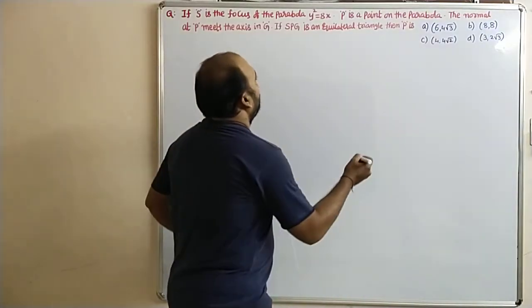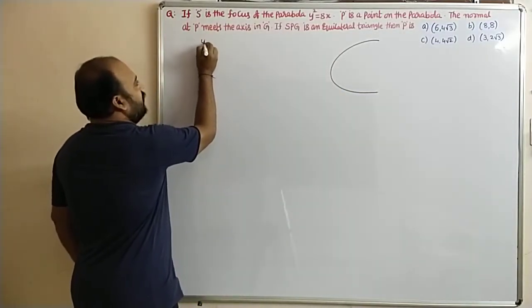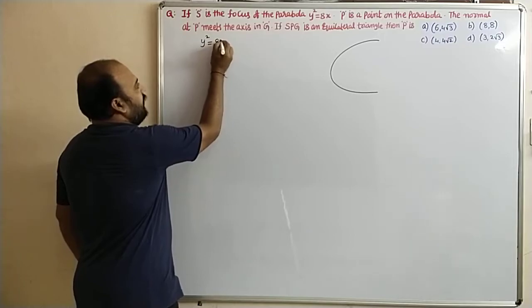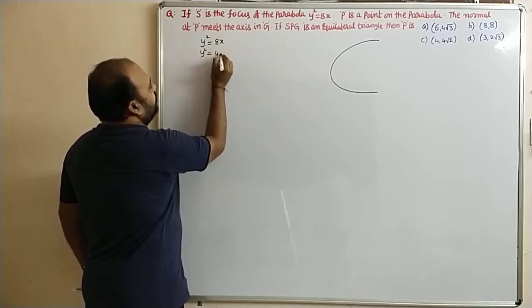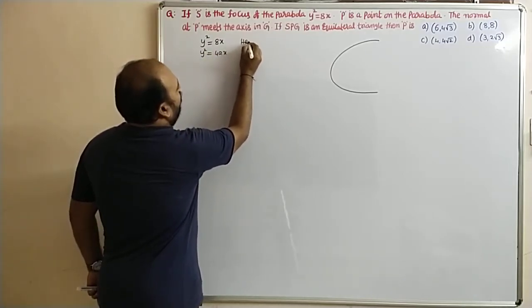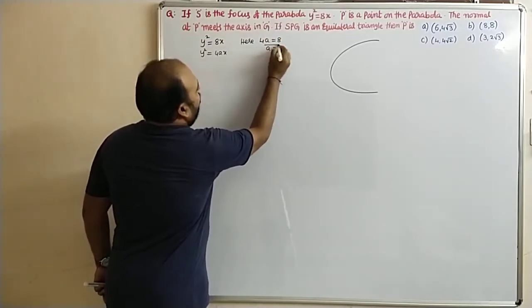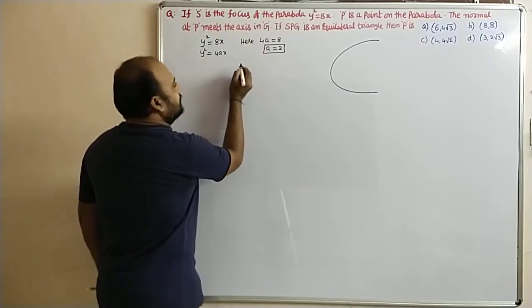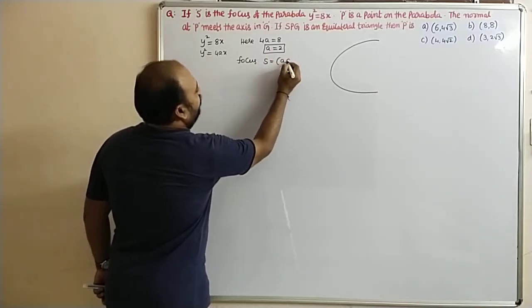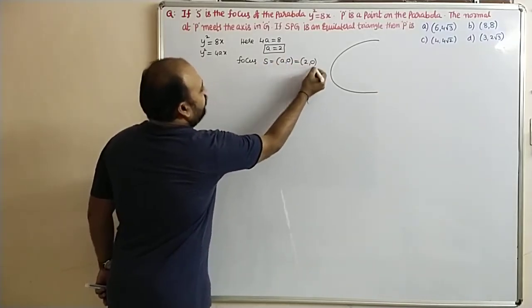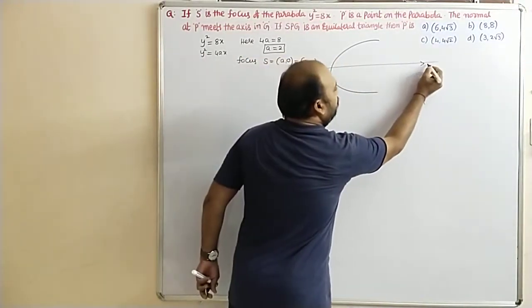See here, y square equal to 4ax. The given parabola is y square equal to 8x. Comparing with y square equal to 4ax, here 4a equal to 8, so a is equal to 2. Whenever a equal to 2, the focus S of the parabola is (a, 0), that is (2, 0). We got the value of the focus. This is the axis of the parabola.